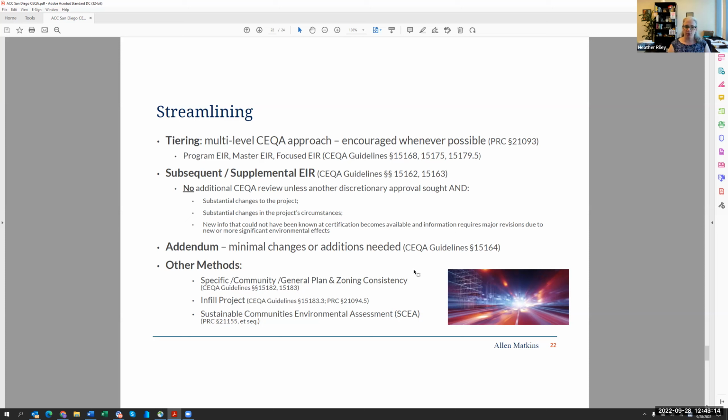Sustainable communities environmental assessments, which are called SCEAs, are much more common in the LA area than they are down here. I can think of only one project that did a SCEA in San Diego. It's something that we have tried to make work a couple times, but the city of San Diego doesn't love it. They'd rather do an addendum, or they'd rather do an MND, or some sort of combination or an exemption. But if you have a project outside of San Diego and you have a SCEA as a possibility, I highly encourage you to consider that as an option.